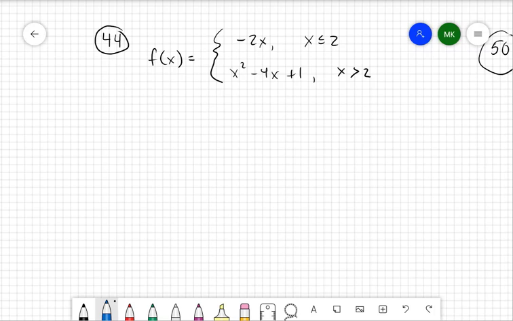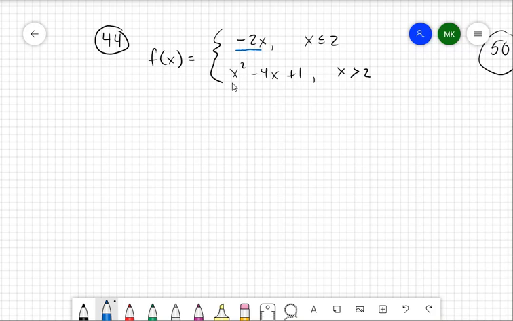Okay, here's number 44. It's a piecewise function, and the directions say to tell any places where it's discontinuous. And when you want to do that type of question for piecewise, the first thing you do is check each piece separately. So for example, right here I basically have y equals negative 2x. That's a line. That's continuous by itself.